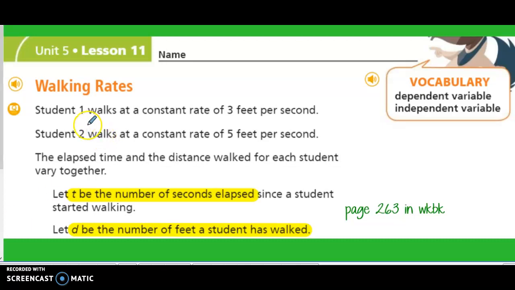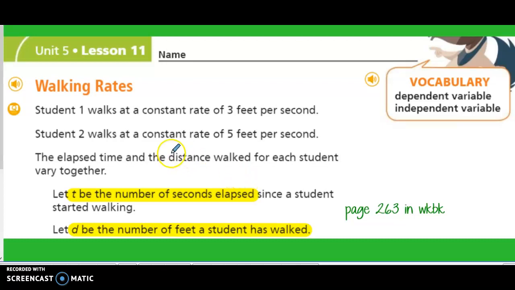We have student number 1 as our first example. Student number 1 walks at a constant rate of 3 feet per second. So remember that. Student number 2 walks at a constant rate of 5 feet per second. The elapsed time and the distance walked for each student vary. What's key in this whole point is, once we define the variables, where we put those variables in a table and where those labels are on our graph do matter.